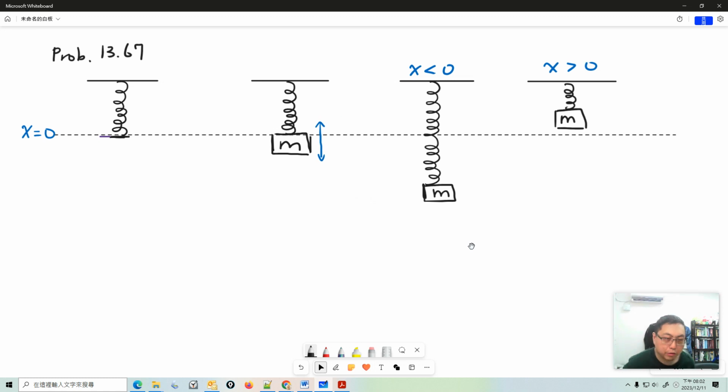I think the math in this problem is way beyond your capability right now. Here's the problem: initially we have a spring whose force constant is 74 Newton per meter, and then we mount a mass, a block, on it.